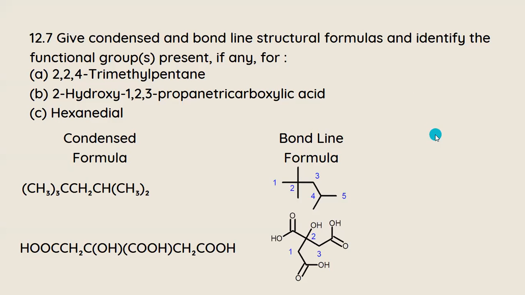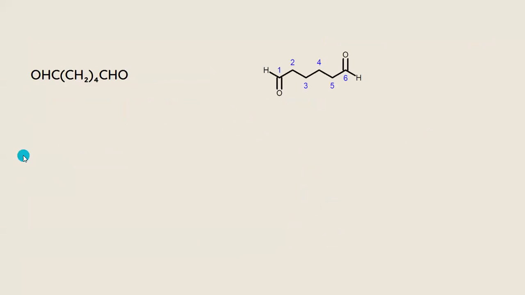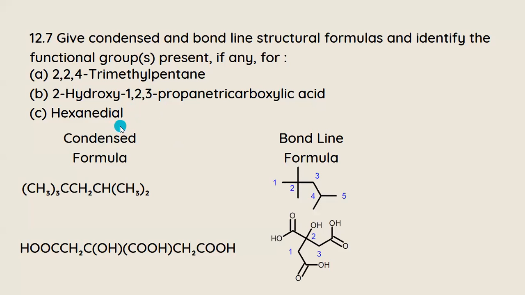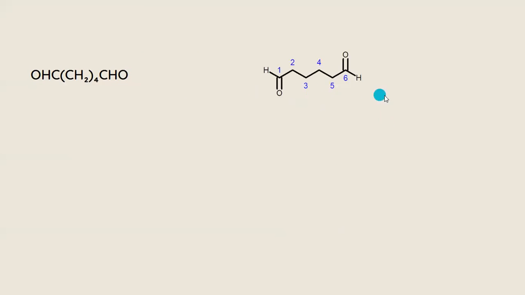The last one is hexanedial. So it is dial, which means there are 2 aldehydic groups, and aldehydic groups cannot be in between, right? They have to be on the ends because they are CHO. So first we'd be drawing the hexane chain, and then you just have to write the aldehydic groups on either side.